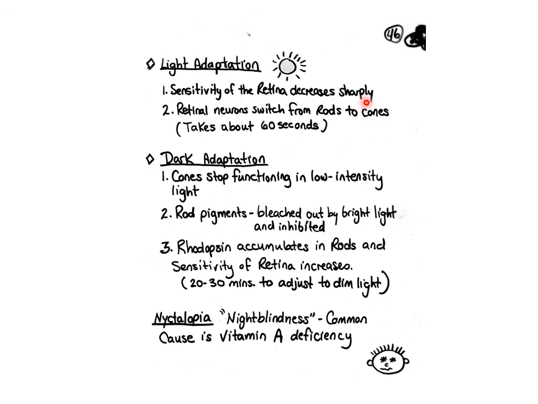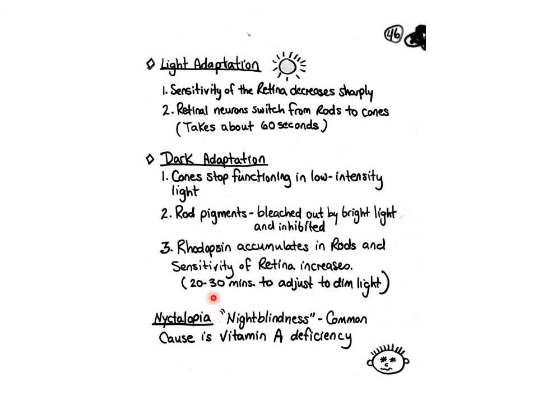Sensitivity of the retina decreases sharply as you adjust to more light. Retinal neurons switch from rods to cones, so you're bleaching the rods and you're activating the cones, and it usually takes about 60 seconds. Going from light to dark, cones stop functioning in low intensity light. Rod pigments that were originally bleached out by bright light and inhibited, they start to become activated, and rhodopsin accumulates in the rod and sensitivity of the retina increases.